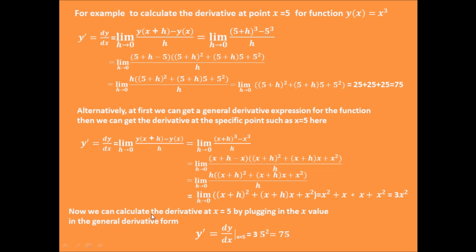In order to get the derivative at a specific point, such as x equals 5, we can just plug the x value into this derivative expression to get the derivative value at that point. Here, we want to get the derivative at x equals 5, so we just plug x equals 5 into the expression to get the derivative 75. So as you can see, you get the same value.